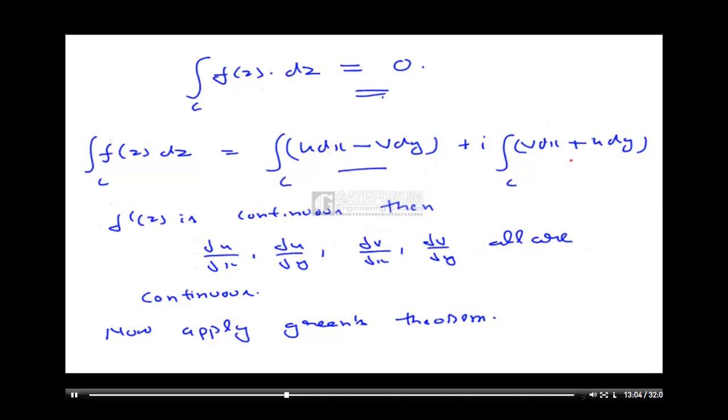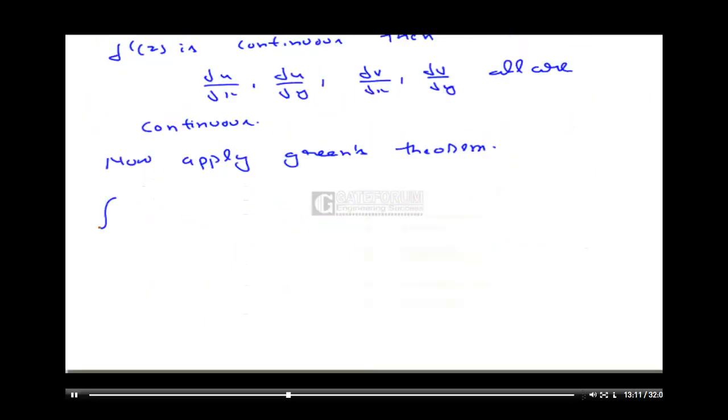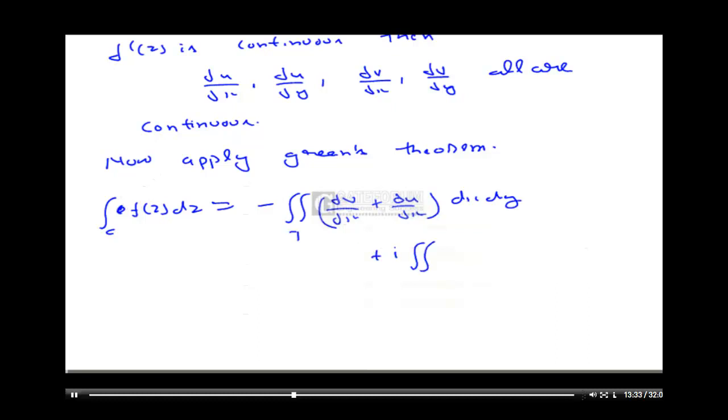Green's theorem will convert these two integrals into a new form, which will be: the integral of f(z) dz is equal to the surface integral of (del v by del x plus del u by del y) dx dy, plus i times again the surface integral of (del u by del x minus del v by del y) dx dy. Now, since function f(z) is analytic, these two terms are equal and will get cancelled. This is again equal to 0.